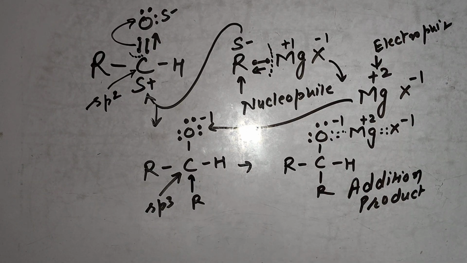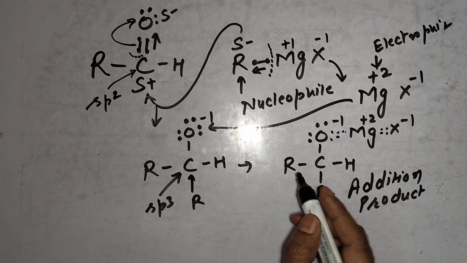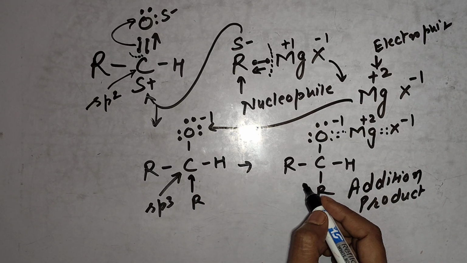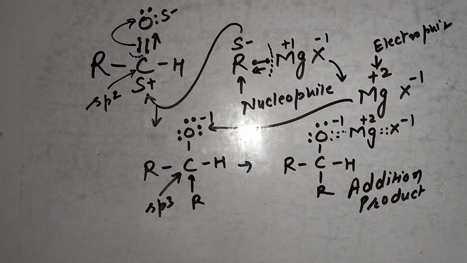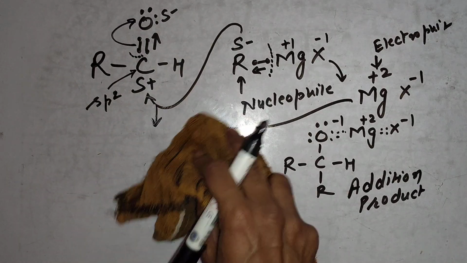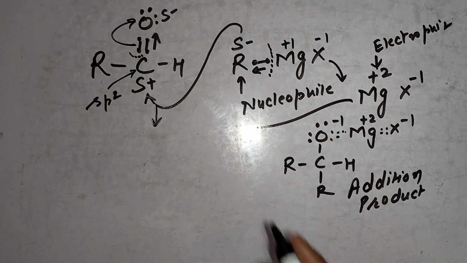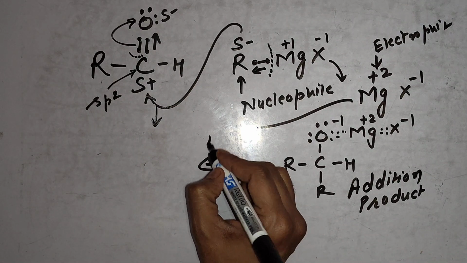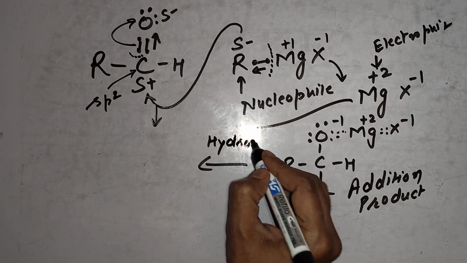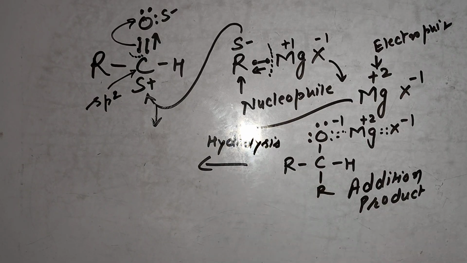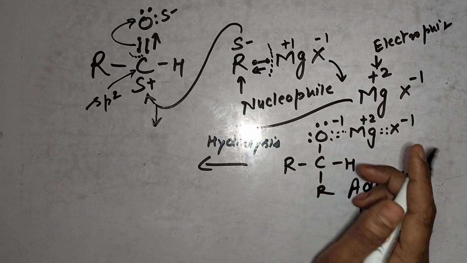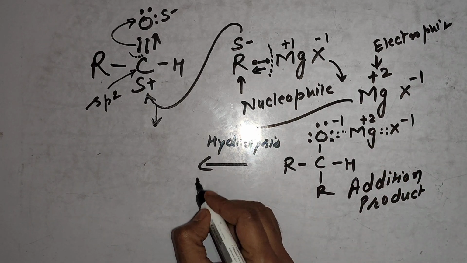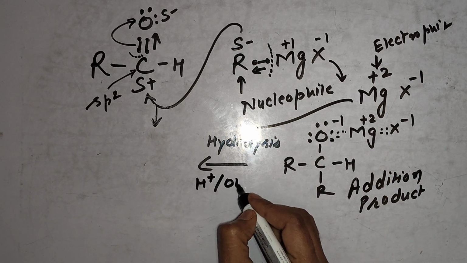Do we want this product? No, we want alcohol. So a second step you need to perform here to produce alcohol, which is a very easy step and we know about it: hydrolysis. Apply hydrolysis. Now what is hydrolysis? In previous videos we have understood it. Breaking a bond with the help of H positive and OH negative.